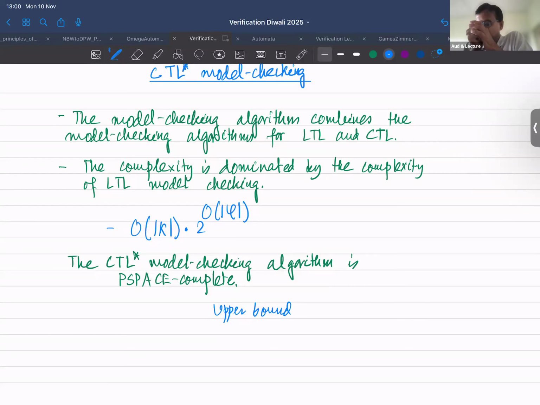No, I don't know what the characteristics are of these properties which are captured by both LTL as well as by CTL. But yeah, it would be good to think about that. Okay. So let me stop the recording.